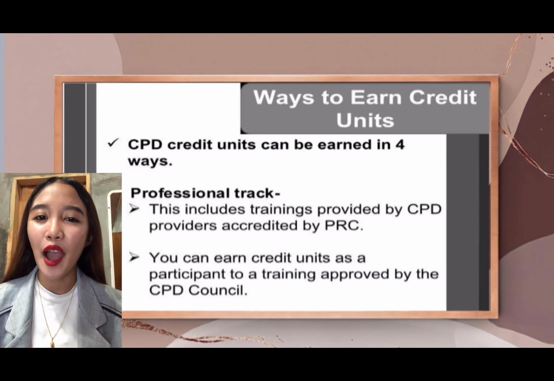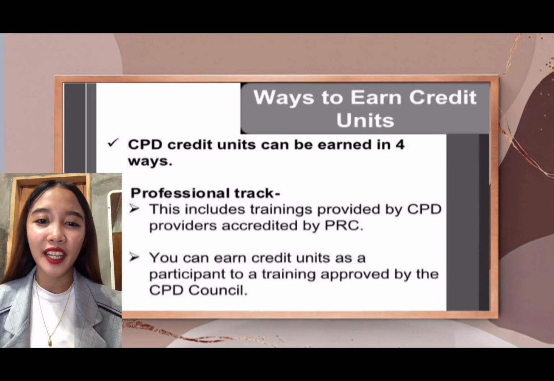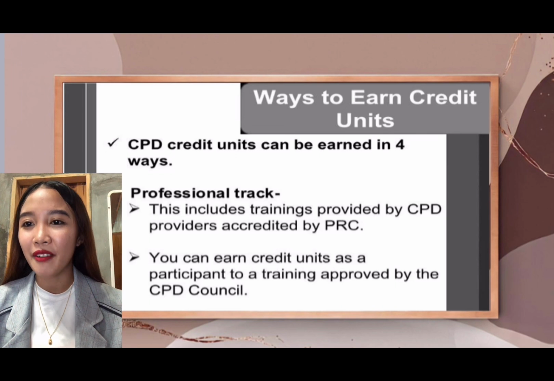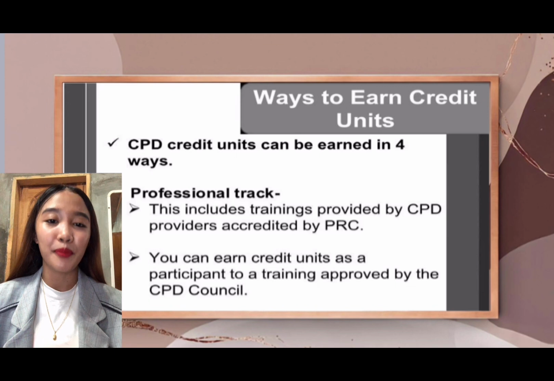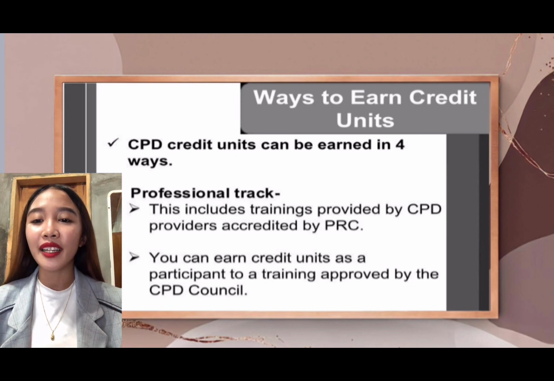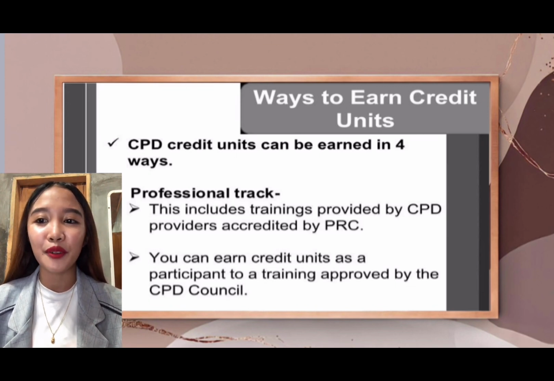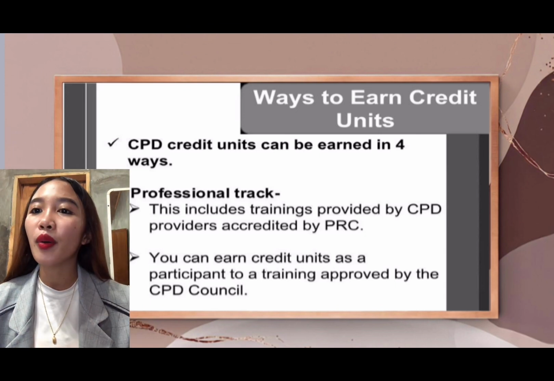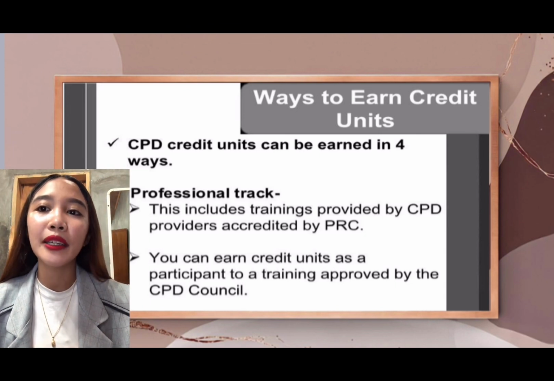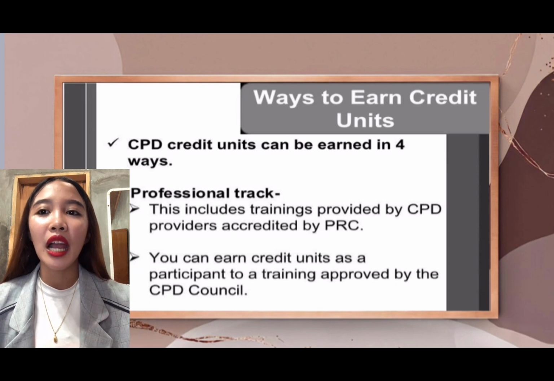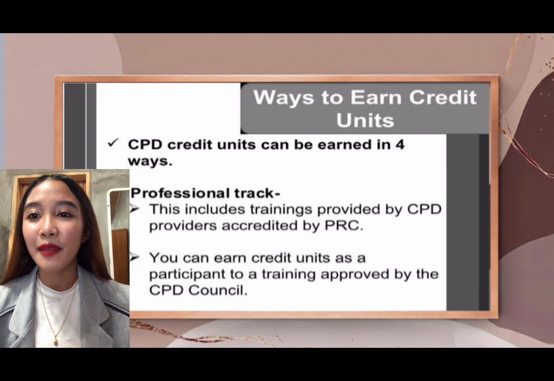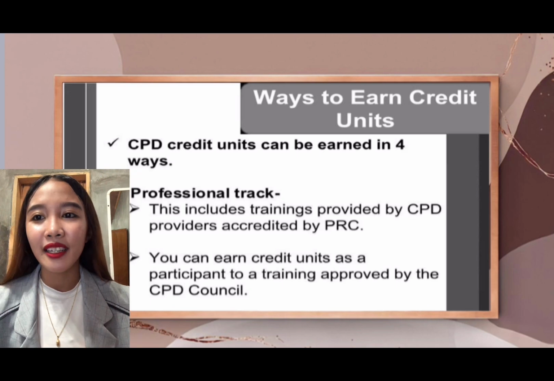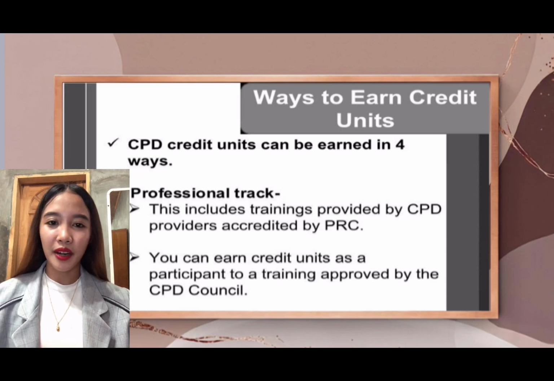So let's have now the four ways to earn credit units. The first one is the professional track. This includes trainings provided by CPD providers accredited by PRC. You can also earn credit units as a participant in a training approved by the CPD Council. You can also earn credit units as panelist, reactor, facilitator, or moderator. And lastly, you can earn credit units if you are assigned by the CPD Council to monitor the conduct of an approved CPD program.